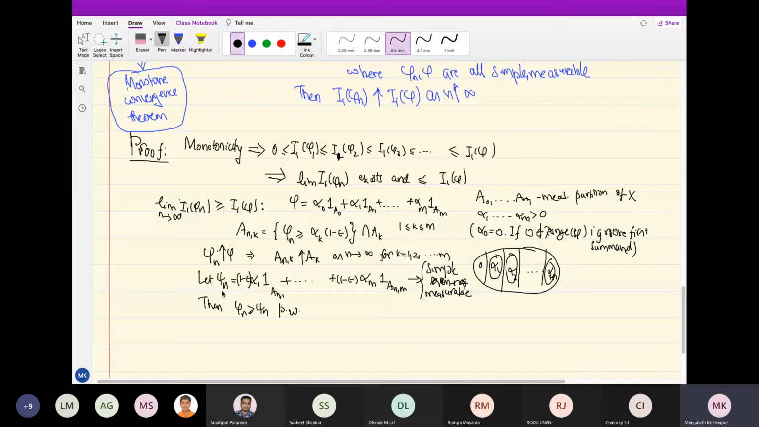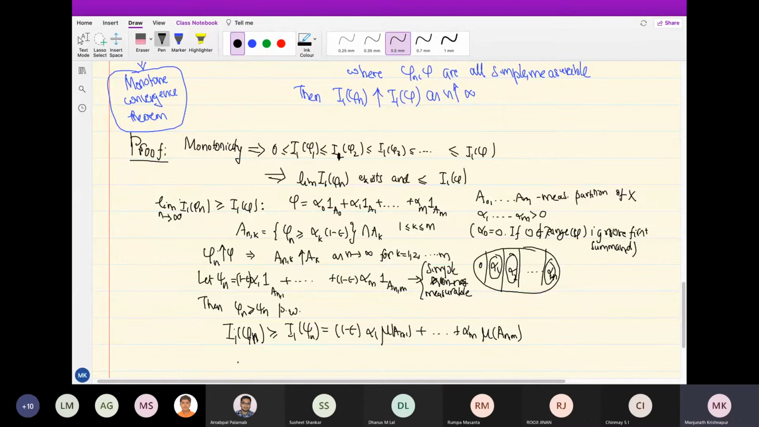And of course, hence the integral of phi_n d mu. Oh, sorry, no, I don't use that. I use I_1, right? I use the symbol I_1 provisionally. So I_1 of phi_n is greater than or equal to I_1 of psi_n, which is (1 minus epsilon) alpha_1 mu of A_n1 plus and so on, plus alpha_m mu of A_nm. Note that the number of terms is not changing.